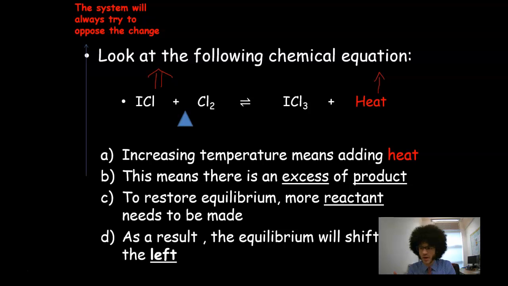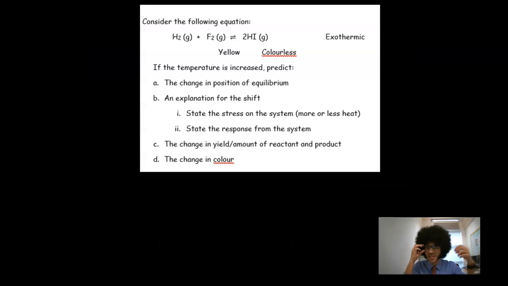How do we actually apply this in practice? So this is a typical question you might get. It's actually a bit more wordy with a bit more detail than you might actually get. So it says here, consider the following equation. H2 plus F2 makes 2HI. This is yellow, this is colourless.